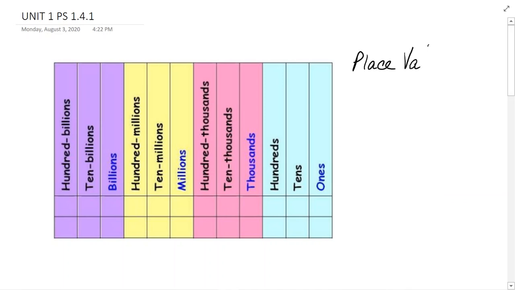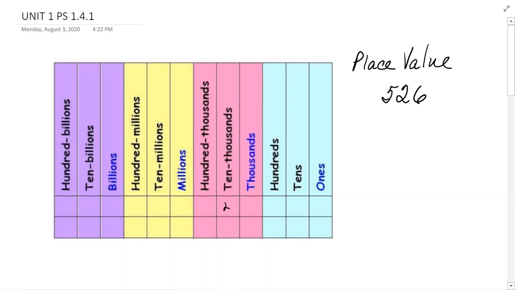And it is called that because when you have a number like 526, the place of the 2 gives it a particular value. It is 2 in the tens place, so it's 2 times 10 or 20. And the 5 is in the hundreds place, so it's 5 times 100, 500. So that's why it's called place value.